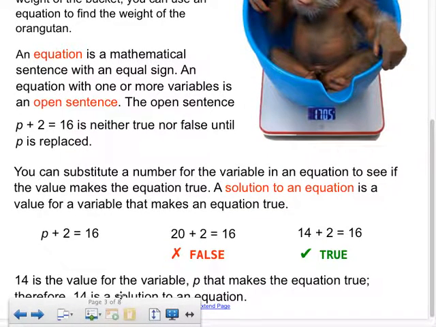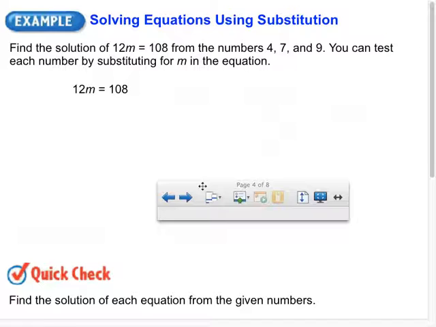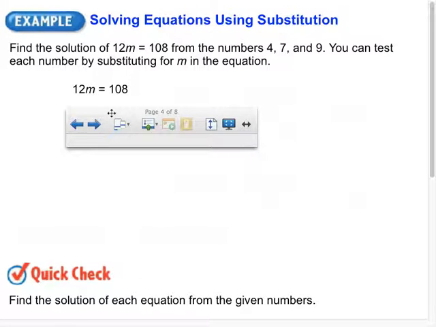Okay, so now that's what this says right here. 14 is the value for the variable p that makes the equation true. Therefore, 14 is a solution to the equation. So moving along, this example I just gave you, let's take a look at this problem right here. Solving equations using substitution. So you're going to find the solution of 12m equals 108 from the numbers 4, 7, and 9. You can test each number by substituting for m in the equation.